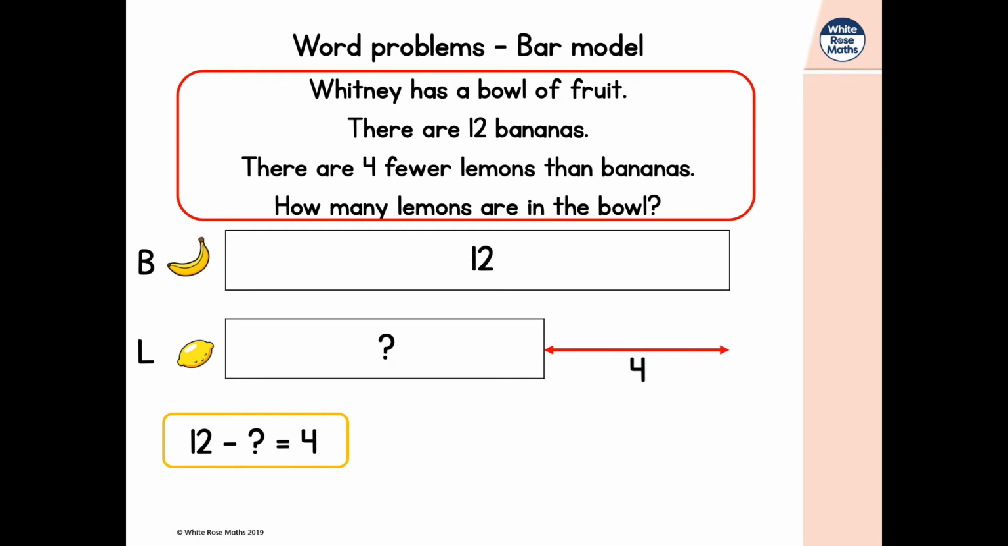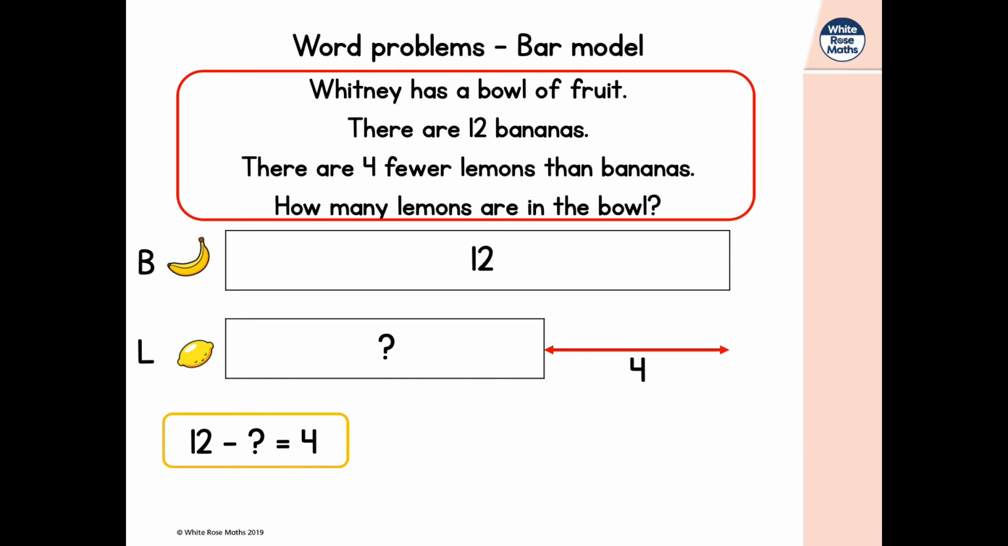Well, our question says that she has a bowl of fruit and that she has 12 bananas. It says that there are 4 fewer lemons than bananas. But we don't know how many lemons. So 12 subtract the lemons would give us the 4 fewer.